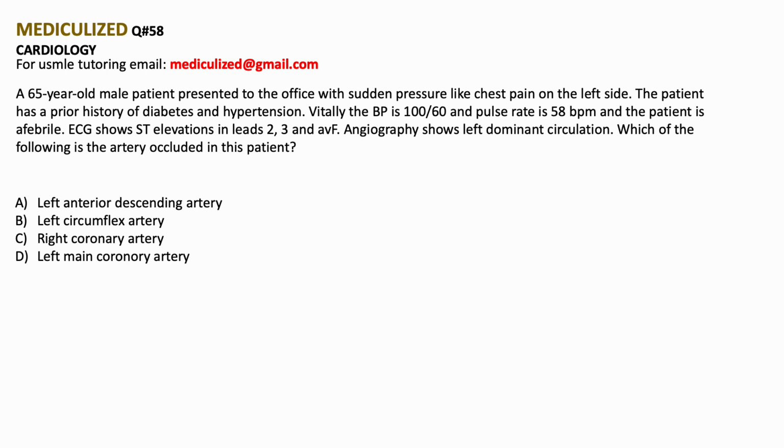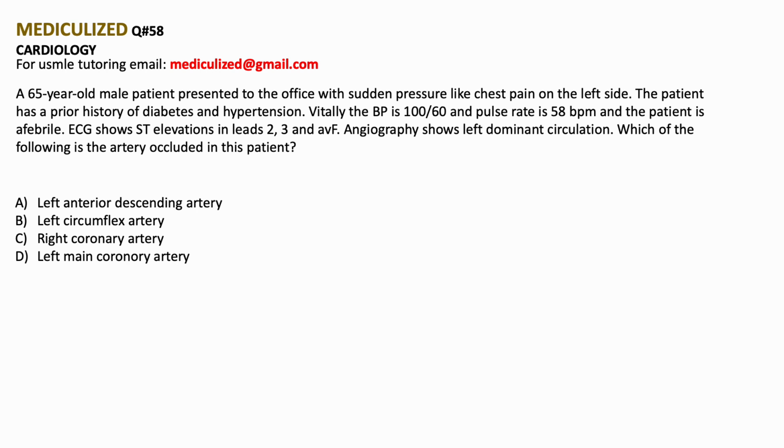ECG shows ST elevations in leads 2, 3, and aVF. That's the inferior leads, so this is an inferior wall MI. Remember, for MI you need ST elevations in two contiguous leads. Here we have ST elevations in 3 leads, 2, 3, and aVF, which look at the inferior wall of the heart. Angiography shows left dominant circulation. Which of the following is the artery occluded in this patient?